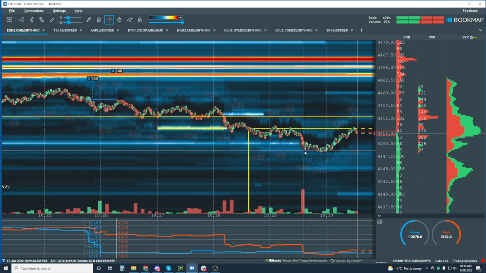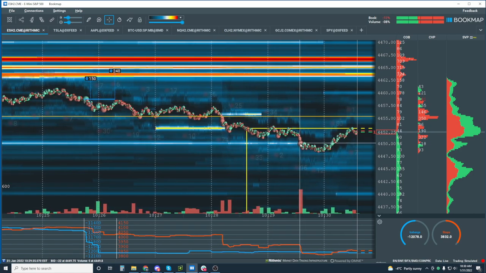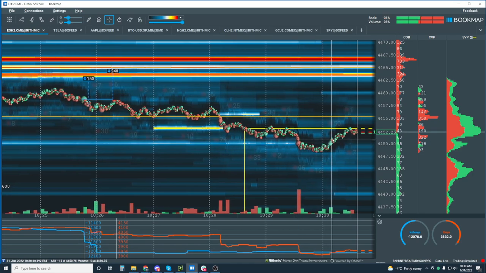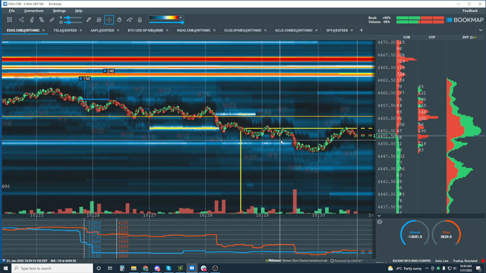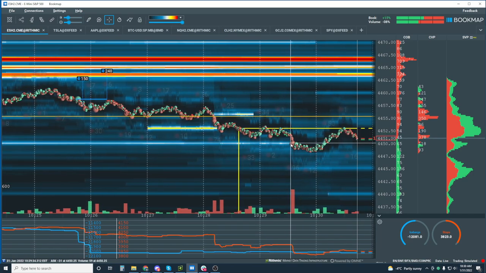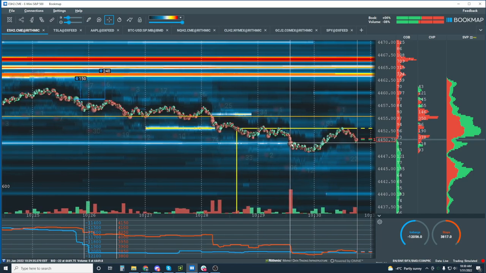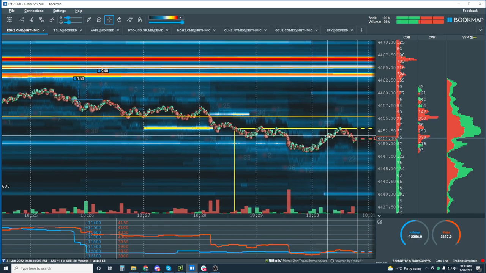Now again, look at where the volume took place here. See the big red dot down here? And see how we're above that right now. This is something we covered on Friday to continue to take a look at. This is where the big transaction took place. Okay? And this is where buyers are now above it.